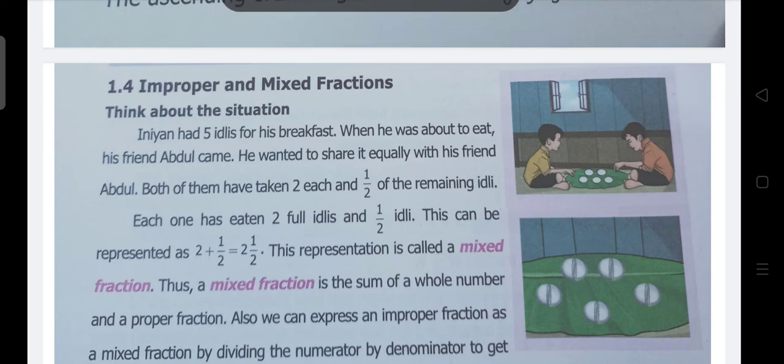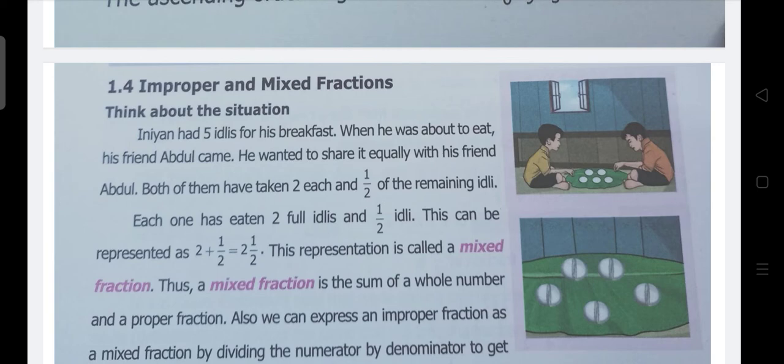Now 5 idlis he had for breakfast. He is sharing with his friend Abdul. So of the 5, he gave 2 to his friend and another half. Each one has taken 2 full idlis and half idli. This can be represented as 2 plus 1 by 2, that is 2 and a half. This representation is called the mixed fraction.